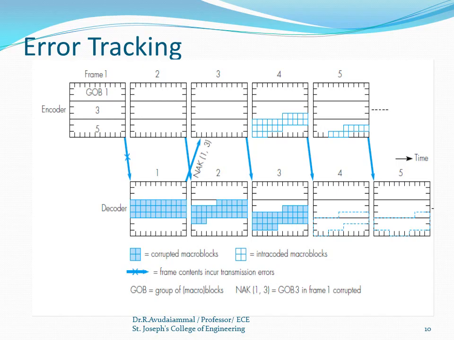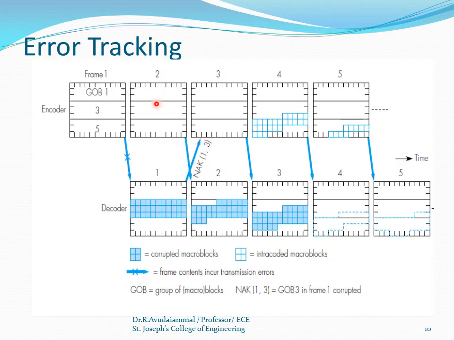So, how to handle this propagation of an error? How will you track it? Therefore, the next one is the tracking mechanism of our error. In the same example, once it is corrupted, after receiving the frame, you have to send an acknowledgement. If it is received properly, you need not send. If it is corrupted, you have to send a negative acknowledgement where 1,3 refers to GOB3 of frame 1 got affected.